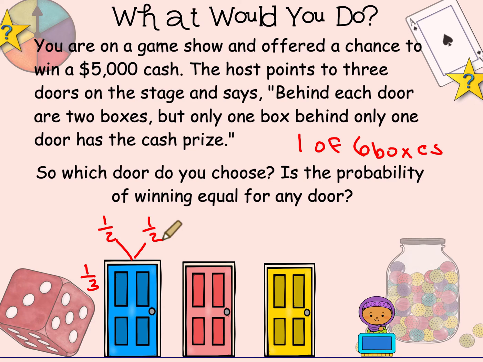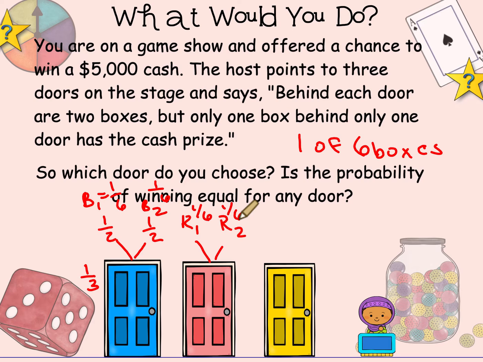So that means in order to get to this box, we'll say the blue box 1, so we'll call it blue 1 versus blue 2, the probability of getting to that one is 1 out of 6, right? And these boxes here would be red 1 and red 2, and the probability of getting those is 1 out of 6 and 1 out of 6. So I would say that the probability of getting to each box is the same.